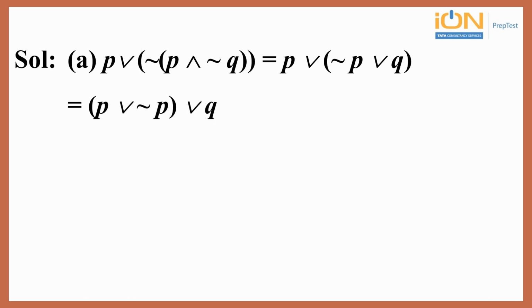We observe that we can use De Morgan's law in the first statement, that is, negation of P and negation of Q is equal to negation of (P or Q). That is, the term in the bracket in the first expression becomes negation of (P or Q). Substituting that, we have here P or negation of (P or Q). Now, using associativity, we have (P or negation of P) or Q, and that P or negation of P is known to be always true.